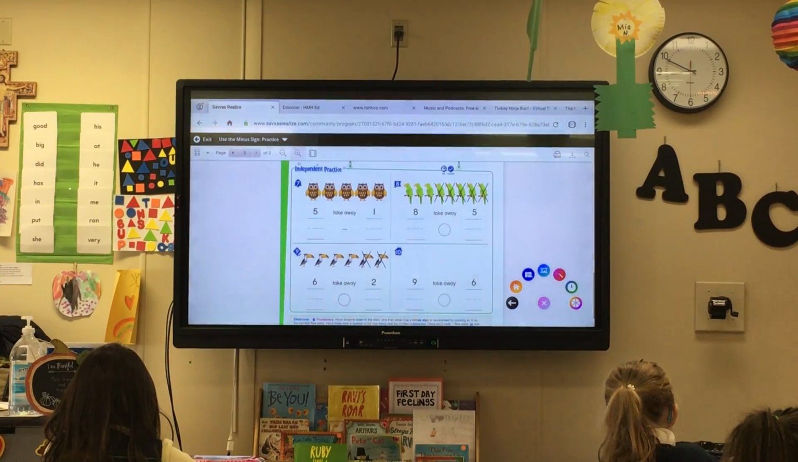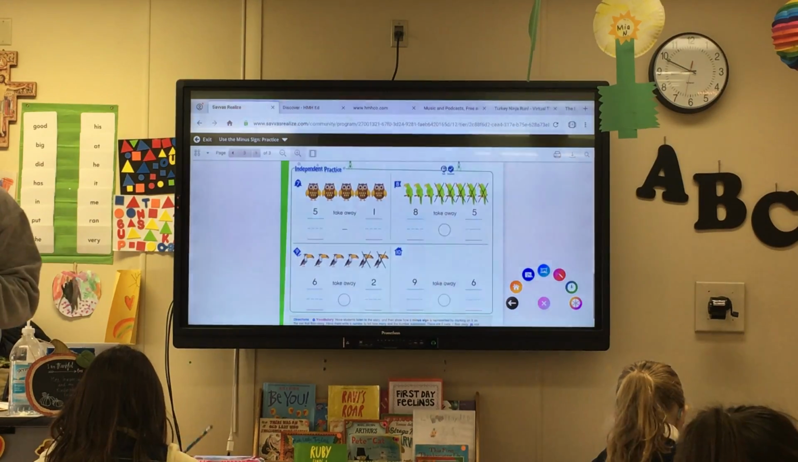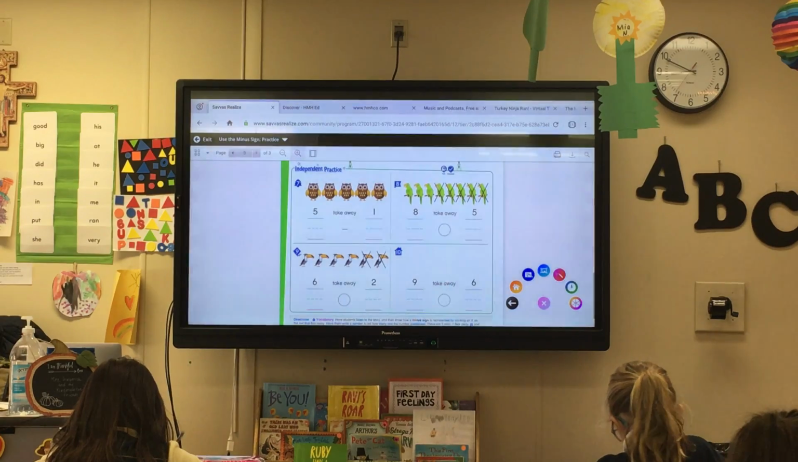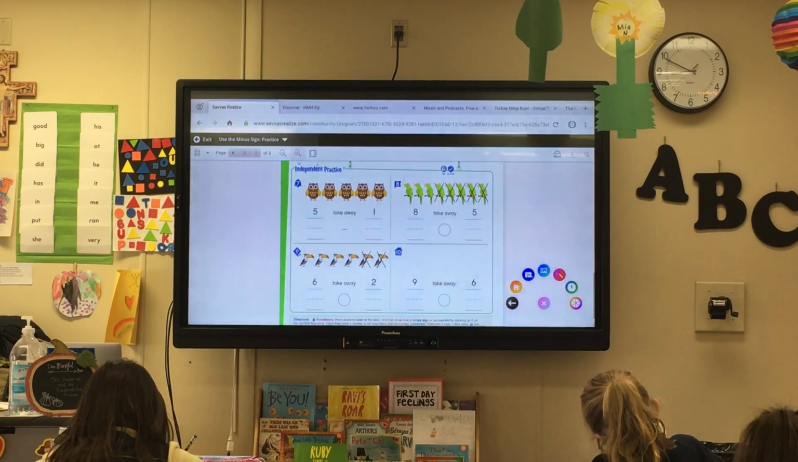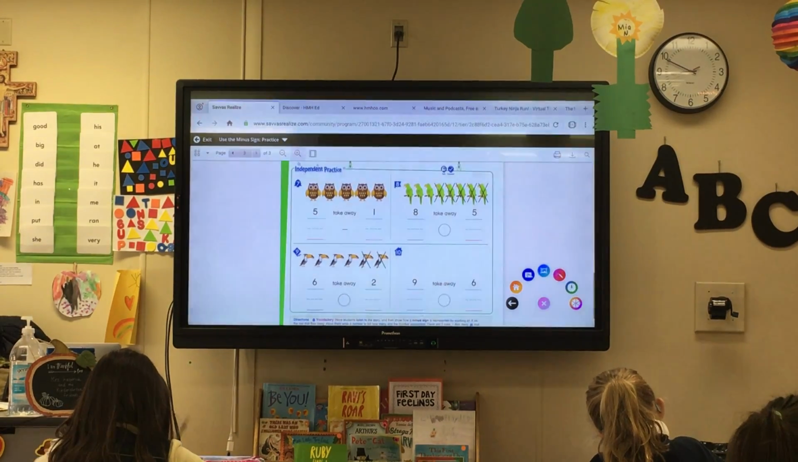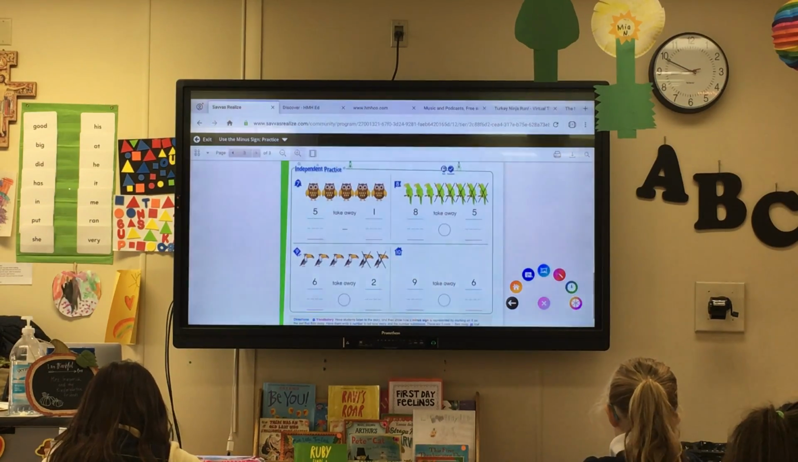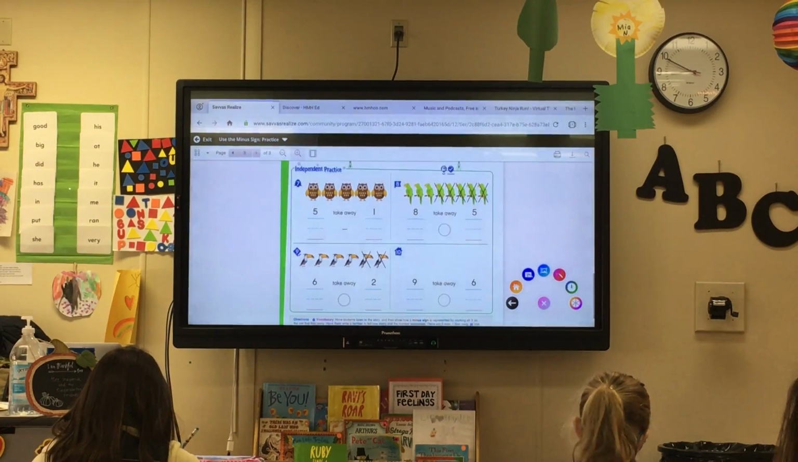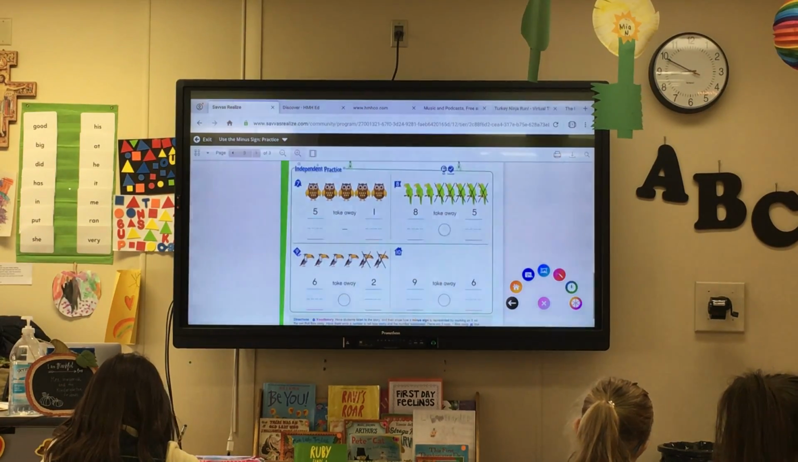X out 1. Minus 1. So we have to show 5 minus 1. Okay, good. Now go to the next one. 8, take away 5. You don't have to X out anything this time. You just have to write it out. And same thing with the toucan. 6, take away 2. Go ahead, write it in.